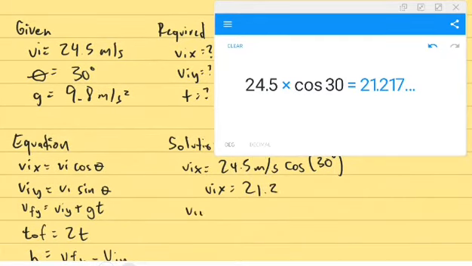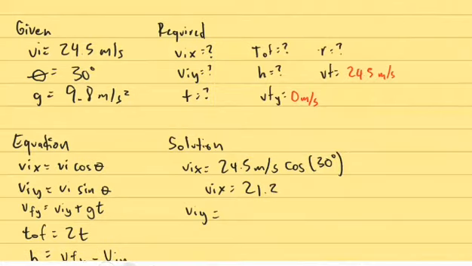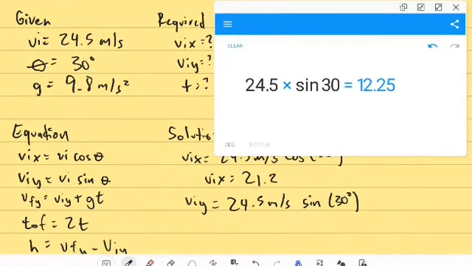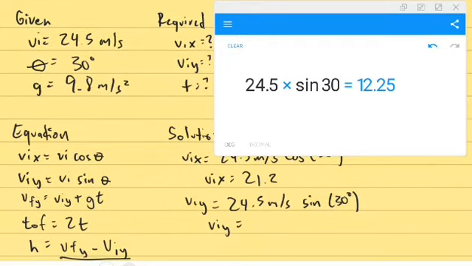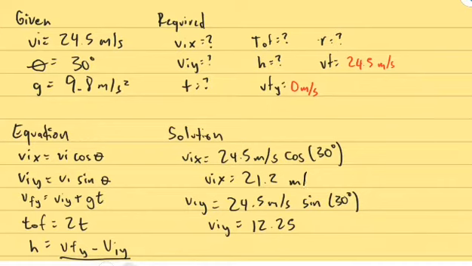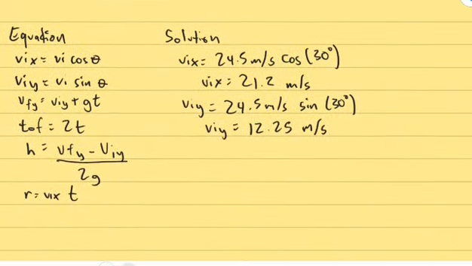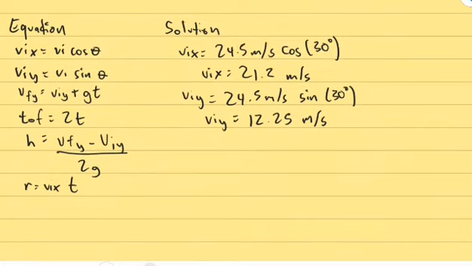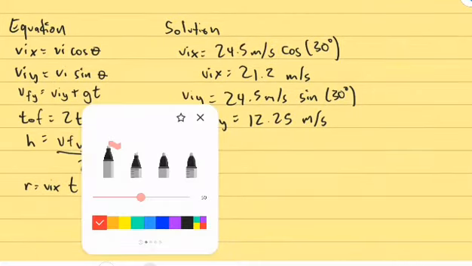Well, for VIY, 24.5 meters per second sine 30 degrees. VIY is equal to 12.25 and the unit is meters per second. Okay, so nakuha na natin yung VIX and VIY.